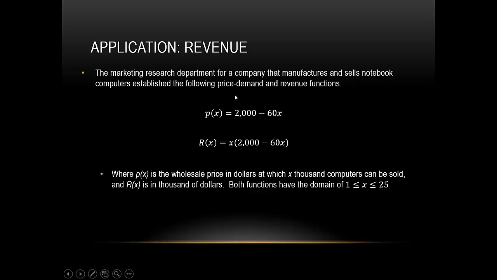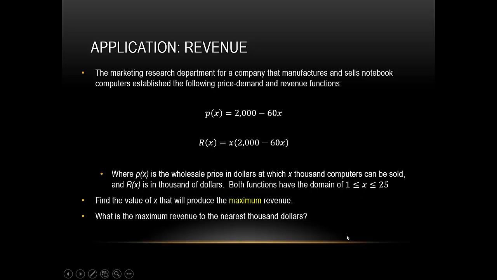Let's look at an application of revenue. The marketing research department for a company that manufactures and sells notebook computers established these following price, demand, and revenue functions. So my price, my demand is x. My revenue function with my demand still x. Price is the wholesale price in dollars. x is my thousands of computers that can be sold. R of x is my revenue in thousands of dollars. And they both have this domain, and notice these are in thousands, 1,000 and 25,000 computers. Find the value of x that will produce the maximum revenue. And then what is the maximum revenue?